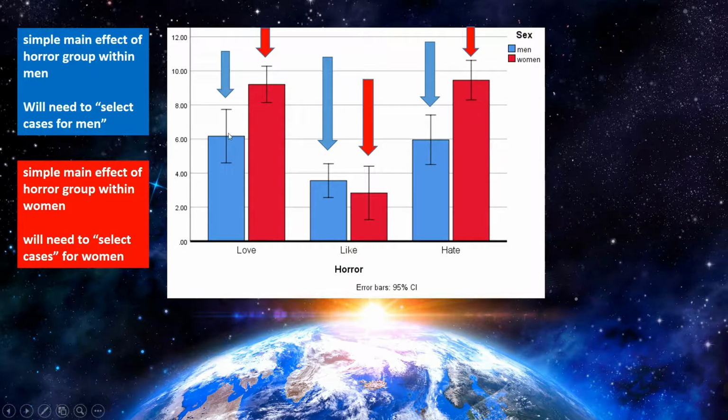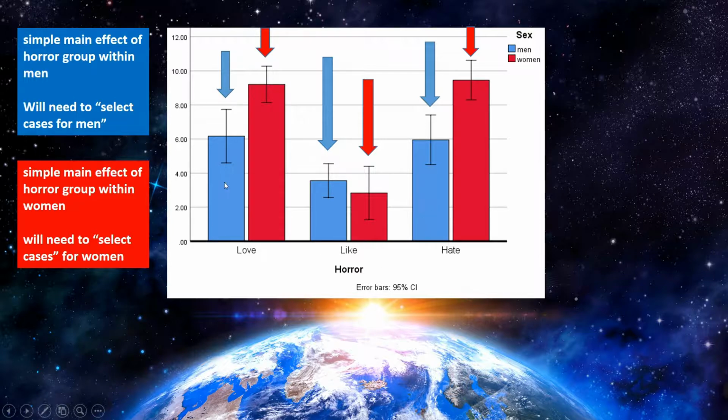Wouldn't it be interesting to see if these 3 means are different from each other? So that would be the simple main effect of, now what are we comparing? We're comparing this time love, like, and hate. So it's the simple main effect of horror group or horror attitude within, or remember the trick, only for men. So this simple main effect would compare these 3 means, love, like, and hate, and only for men because these are the men in the study.